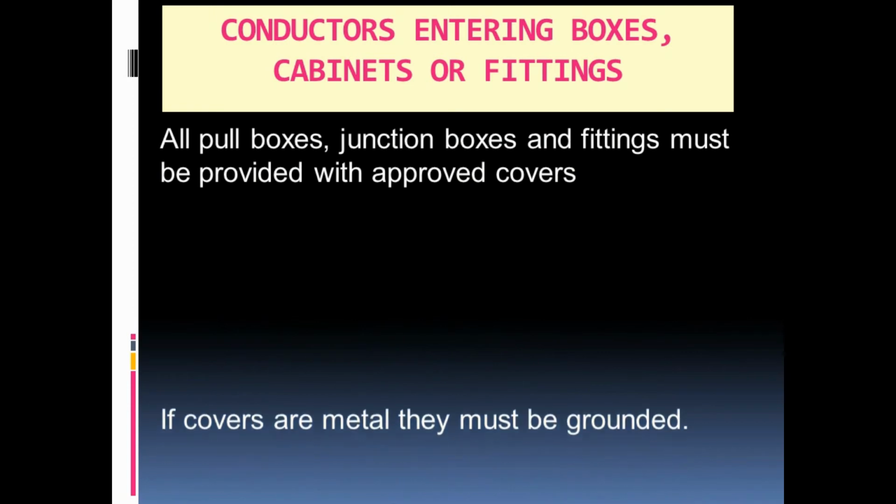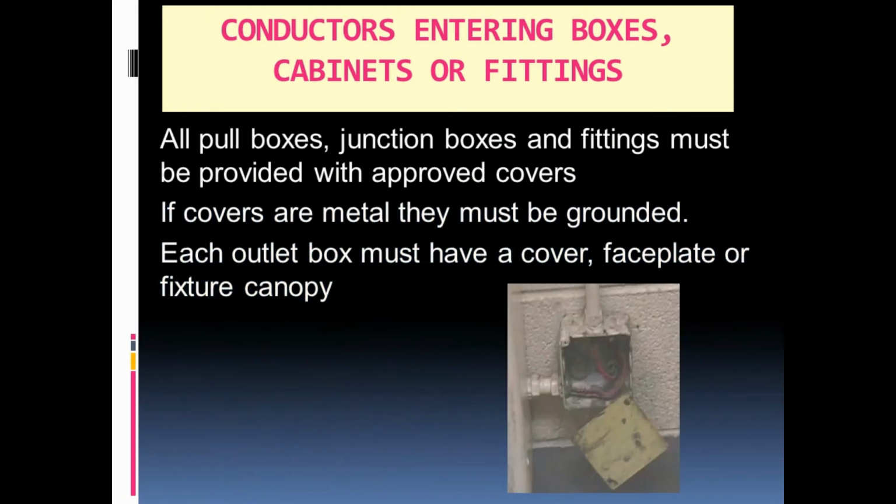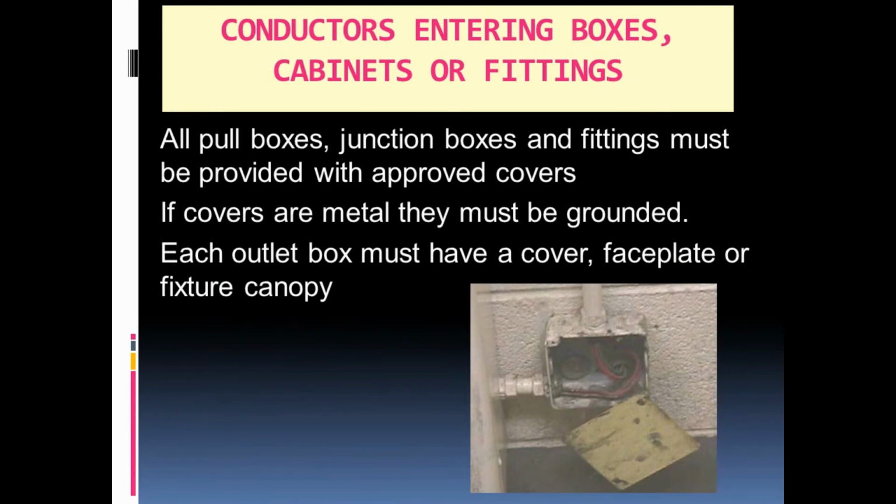Continuation of conductors entering boxes, cabinets, or fittings. All pull boxes, junction boxes, and fittings must be provided with approved covers. If covers are metal, they must be grounded. Each outlet box must have a cover, faceplate, or fixture canopy.